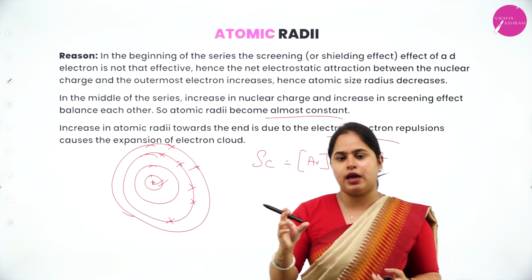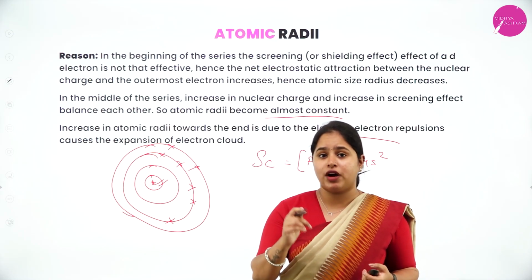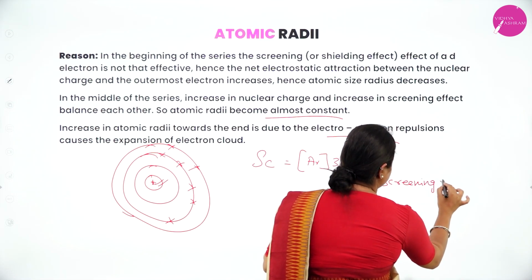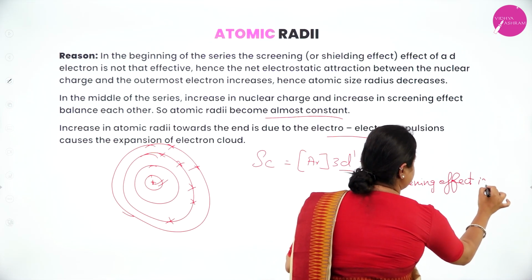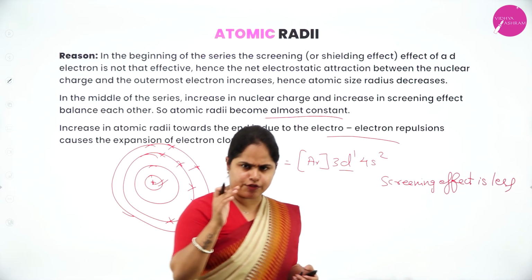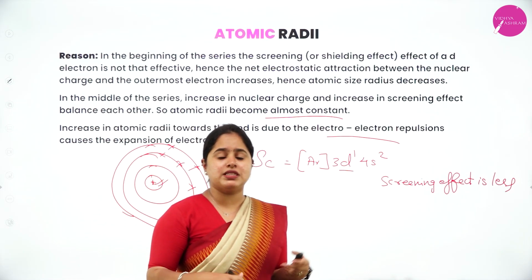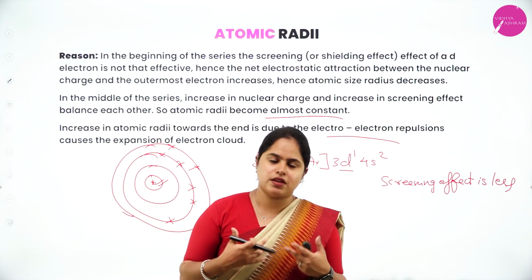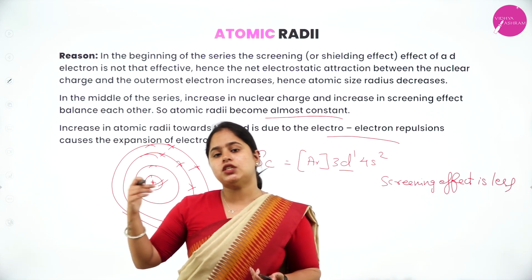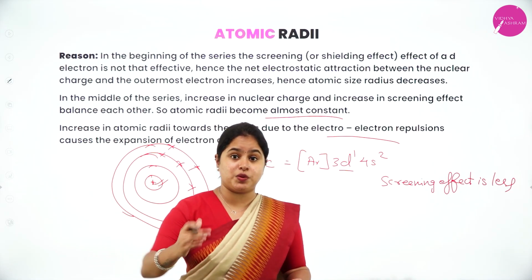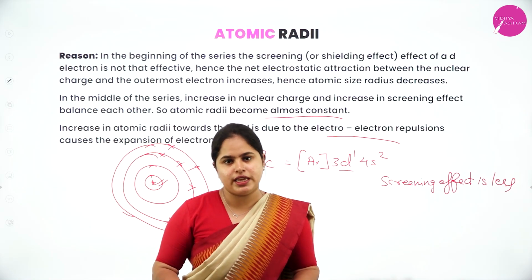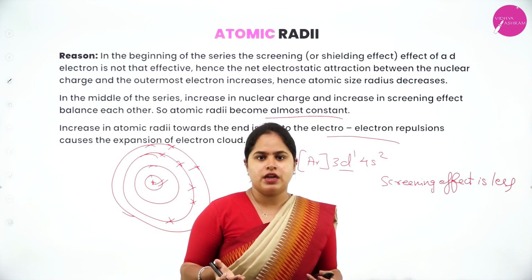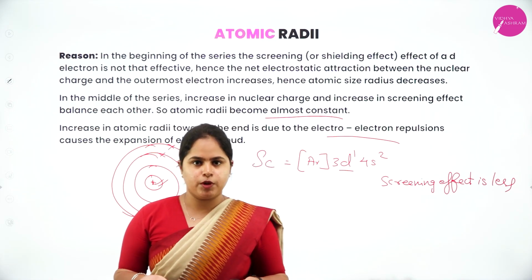So in the beginning, what happens to the atomic radii? It will decrease. Why? Because the screening effect is less in the beginning, right? Now, midway, the screening effect as well as the nuclear charge will balance each other, so there will be no change in atomic radii. And later towards the end, the screening effect will become very high because of the larger number of d electrons, so the size, or the atomic radii, will become more, right?